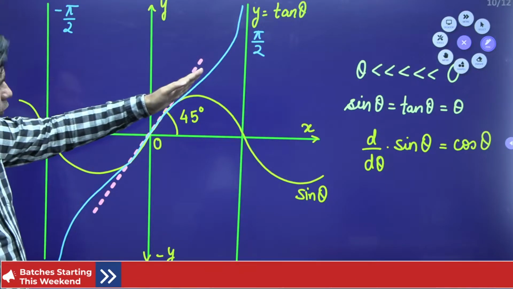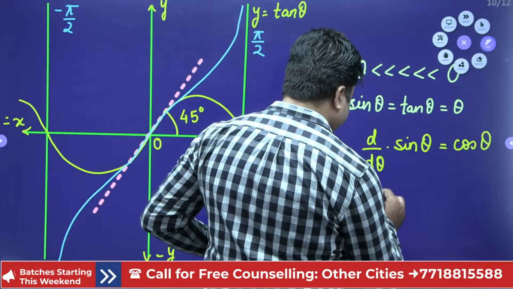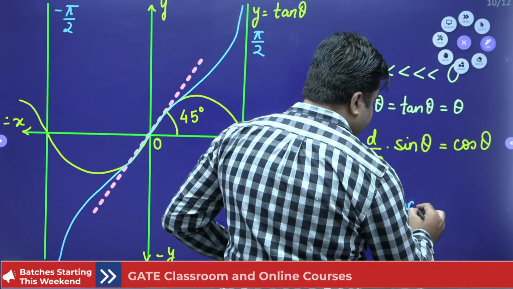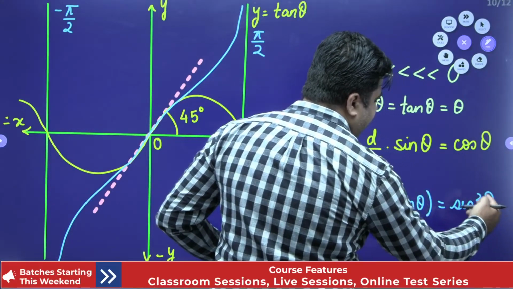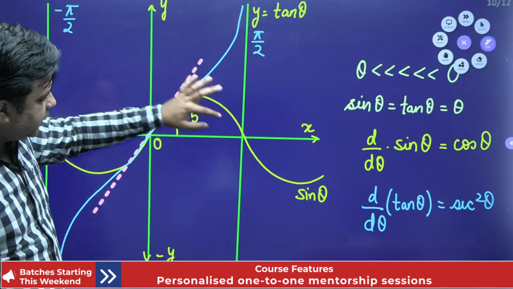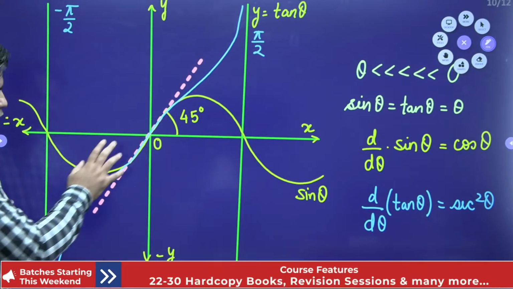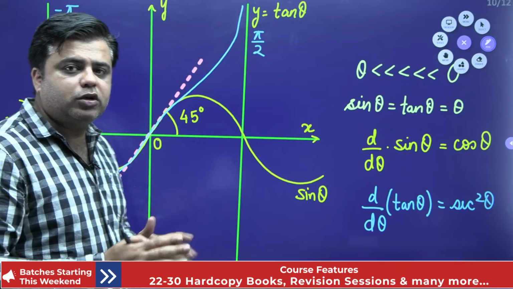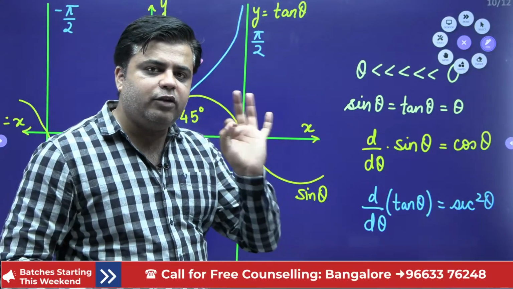And even if you look at the slope of tan theta, d by d theta of tan theta is sec square theta, and sec square theta at 0 degree is also 1, right? So for both these curves, sin theta and tan theta, at 0 degree, both of them have the same slope. And also at 0 degree, both sin theta and tan theta have the value equal to 0.